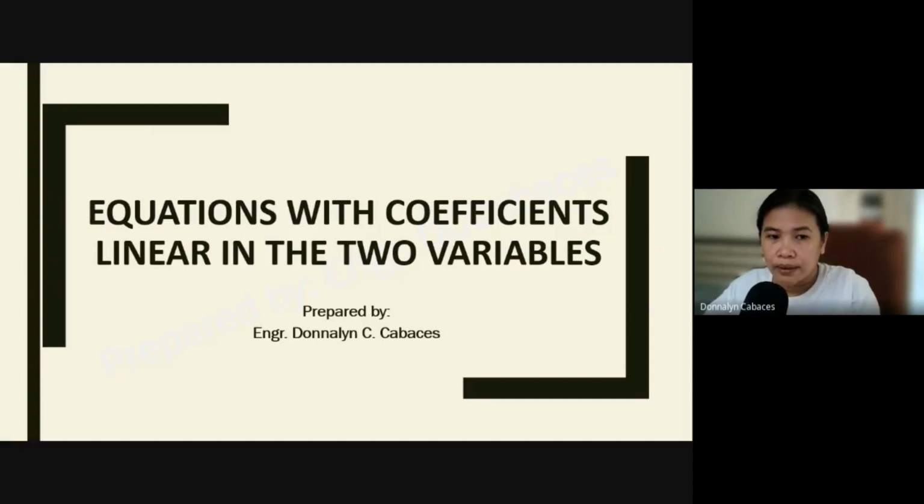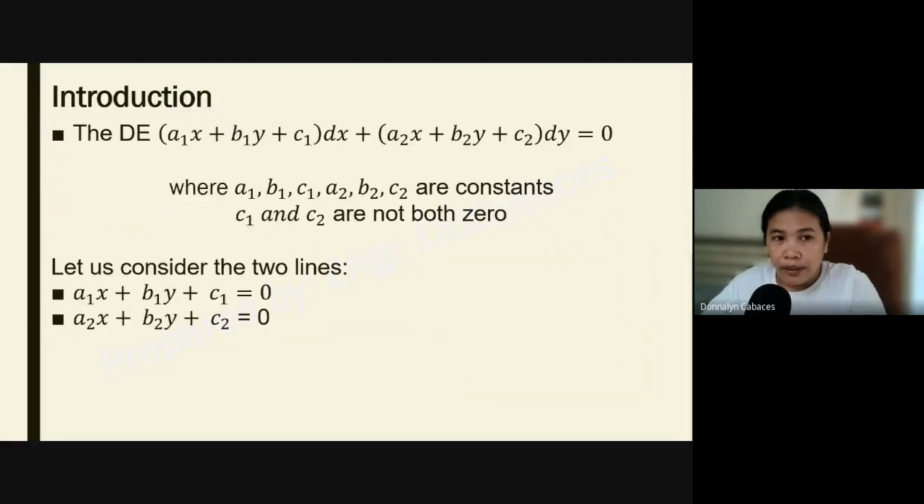Equations with the coefficients linear in the two variables. So how do you know that the given differential equation will be solved using this method? The differential equation (a1x + b1y + c1) dx + (a2x + b2y + c2) dy = 0, where a1, b1, c1, a2, b2, and c2 are constants, and c1 and c2 should not be both 0.